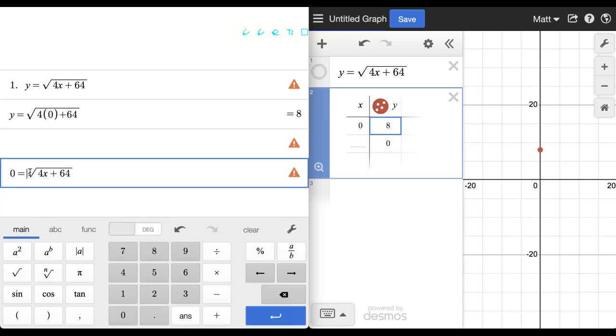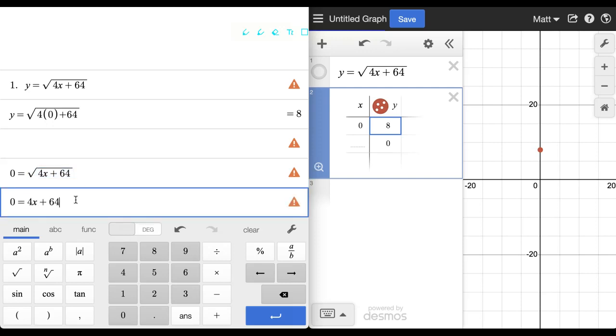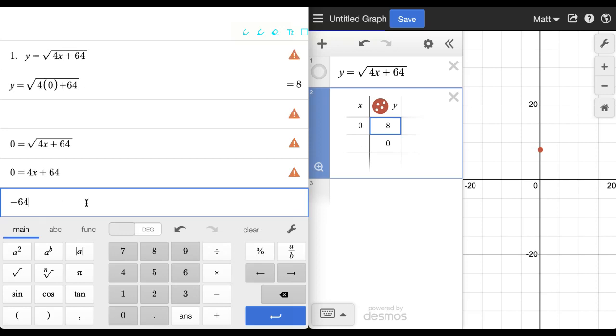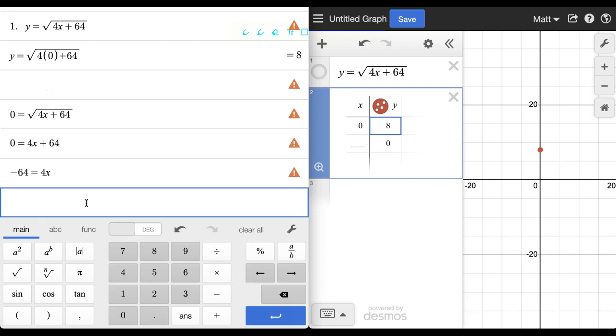So in this case, we have a square root on this right side. Let's square both sides. So 0 squared is still 0. If I square the right side, I just get rid of the square root now. It's just going to be 4x plus 64. And then from here, subtract 64 on both sides, and then divide by 4. You should get x equals negative 16.